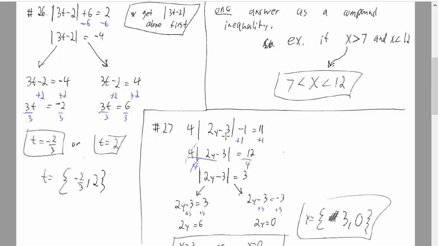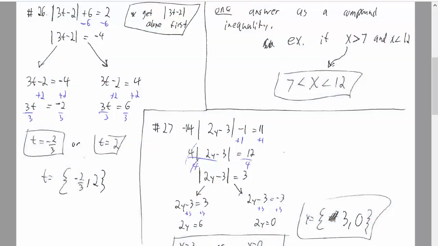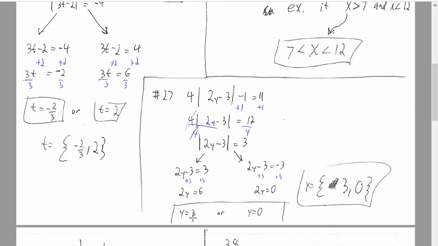Number 27, kind of the same scenario. Before you start doing the two cases, get the absolute value by itself. This equation looks more complicated than it is. It's like, oh, there's so much stuff. You've got the absolute value, it's multiplying by 4, you're subtracting 1. Well, just move that stuff over, right? Add the 1, divide by 4. And then now you have an absolute value equation equal to a number, which is just like the first one was. So we set the two cases, set it equal to the positive and negative version, solve as normal. And your answers are 3 or 0.